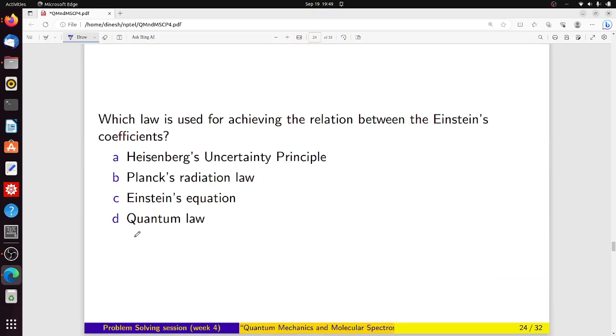Which law is used for achieving the relation between Einstein coefficients? Planck's radiation law, yes, correct. We are using this density function, which is proportional to nu cubed, and our A by B ratio is also proportional to nu cubed. So we use Planck's radiation law to achieve this A by B ratio. Okay, good.